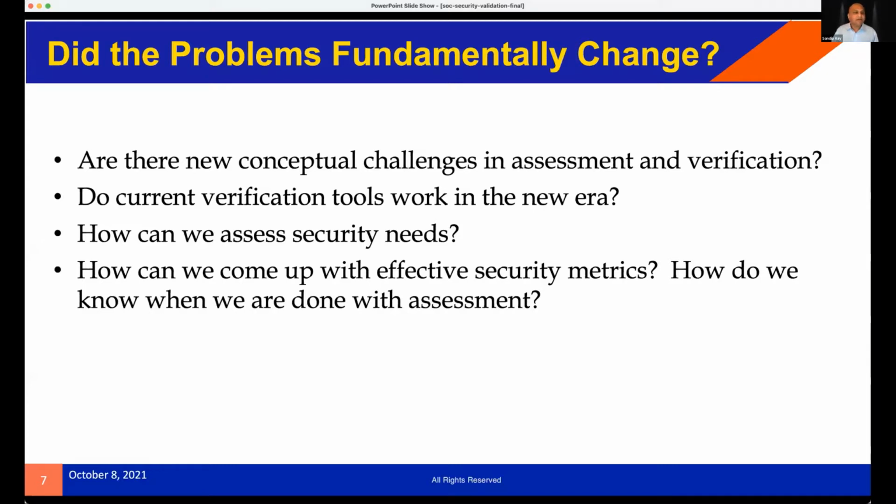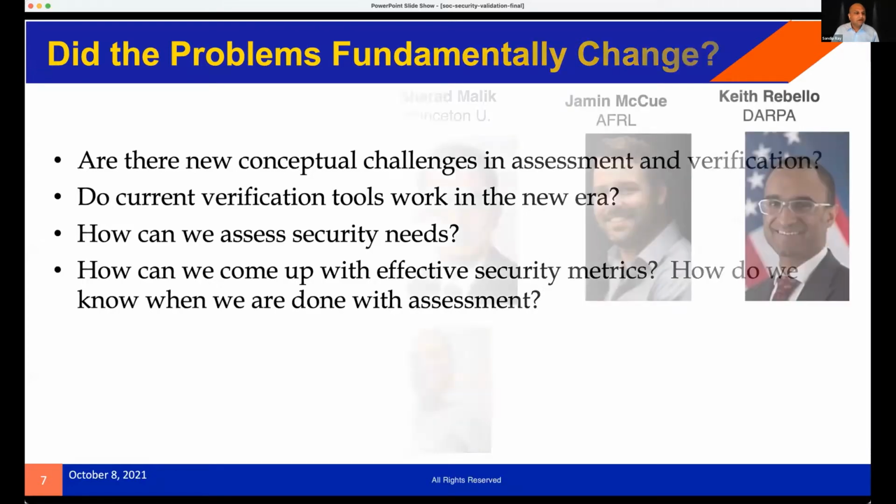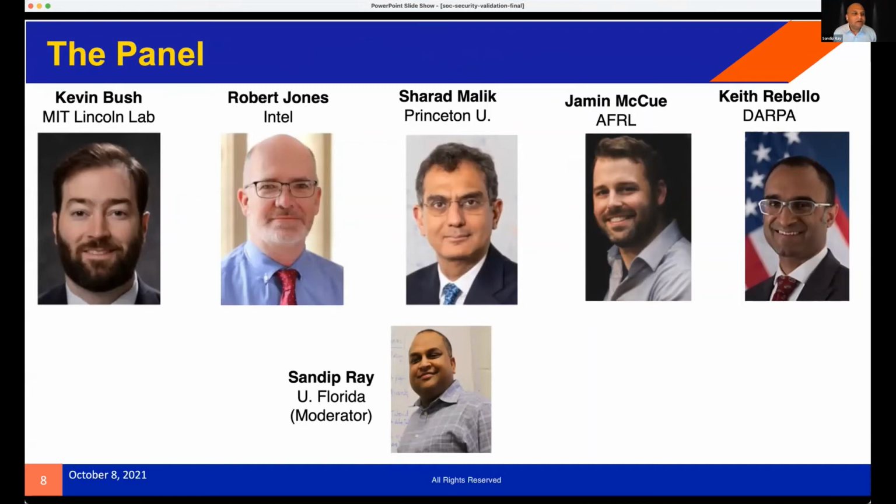And this panel is a very distinguished set of panelists. We have Kevin Bush from MIT Lincoln Lab, Robert Jones from Intel, Sharad Malik from Princeton University, Janine Mckeown from AFRL, and Keith Rebello from Darpa. What I'm going to do is introduce each panelist in turn and let them give a brief position statement or remarks on this problem. And then after that, it will be open microphone with Q&A from the audience. So I will start with Kevin Bush.